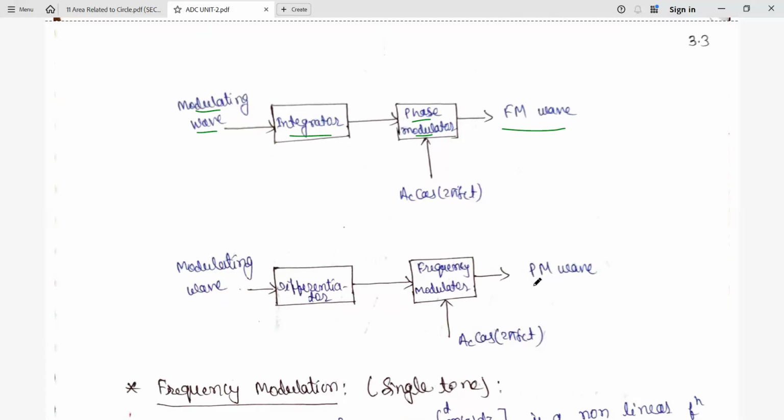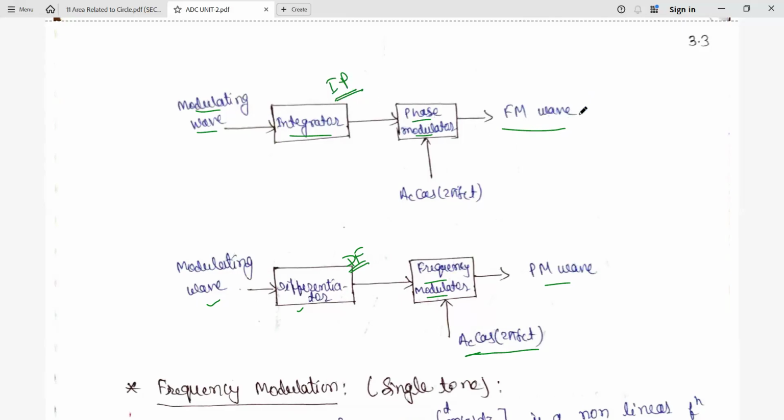Similarly, if you want to obtain the phase modulated wave, the modulating signal is given to the differentiator, and the differentiator output is given to the frequency modulator. Another input to this frequency modulator is the carrier signal AC cos 2 pi fct. So the integrator and phase modulator come together, and the differentiator and frequency modulator come together: DF, differentiator with frequency modulator, and IP, integrator with phase modulator.